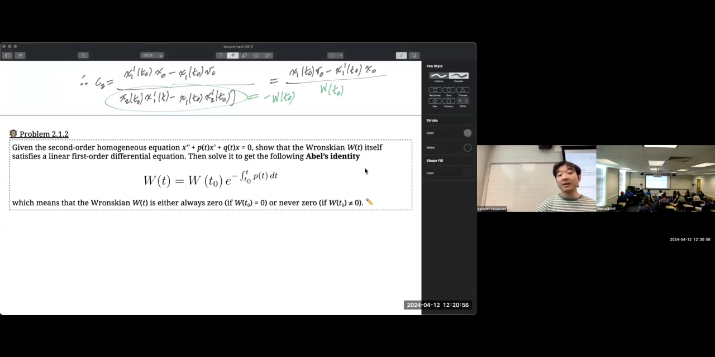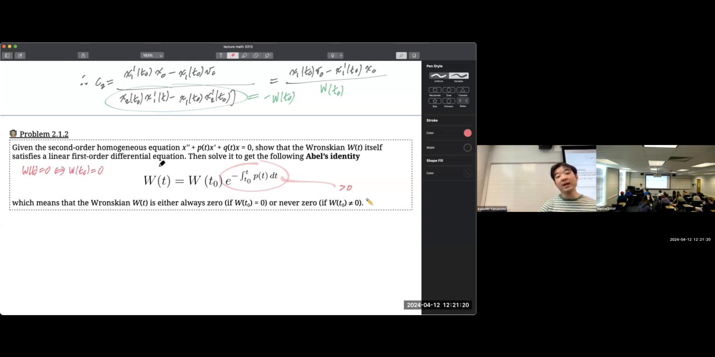You can see that because, if you accept that this is the solution to your Wronskian, then you know that this exponential is going to be greater than 0 because it's just an exponential. So therefore, the condition that your Wronskian is 0 for all t is going to be true if and only if the Wronskian at the initial time is equal to 0.